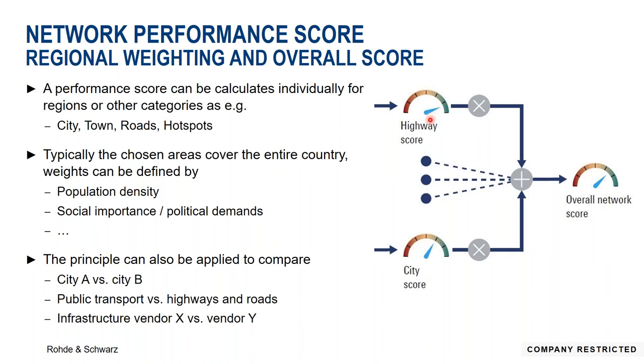So I can define my own weightage now. Let's say I think the highway is not so important to me. It may be just 0.1% of the time that people are using the highway, but in the city, maybe 90% of the time they are using it. So I can set 0.1% of the score to be for the highway, and 90% of the score, sorry, for the citywide area.